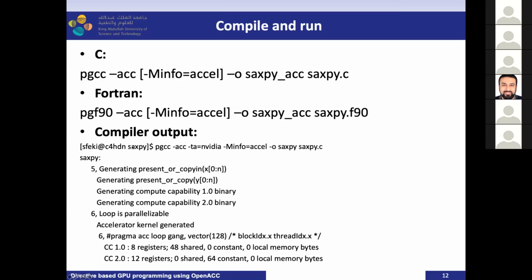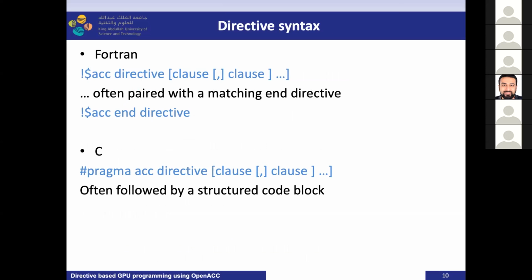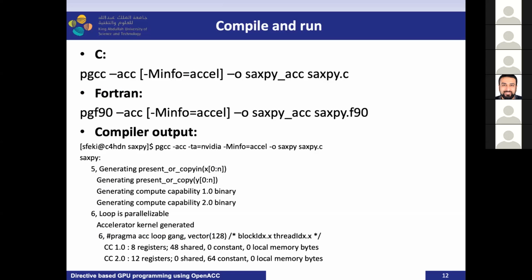So here you can see that since we do -minfo, the compiler will spit out additional verbosity and information in terms of loop parallelizable, the accelerated kernel is generated, and so on and so forth. And that's what you want to see. And if there are errors, you will get information from the compiler and you can address them moving forward. So with just this directive, you can start your first OpenACC code, actually.